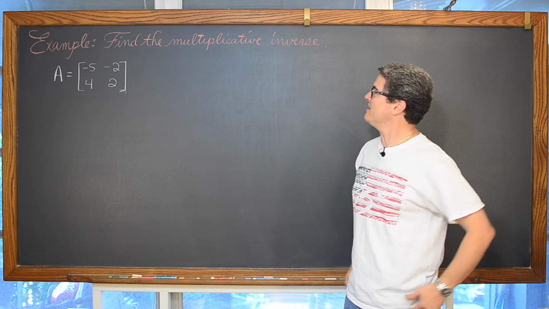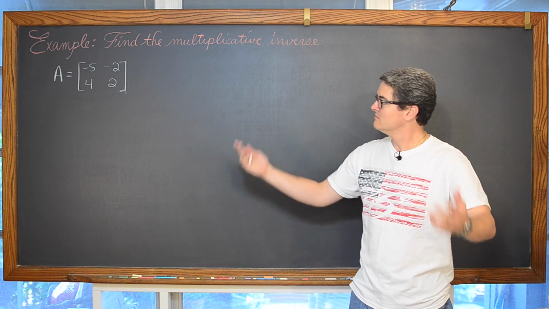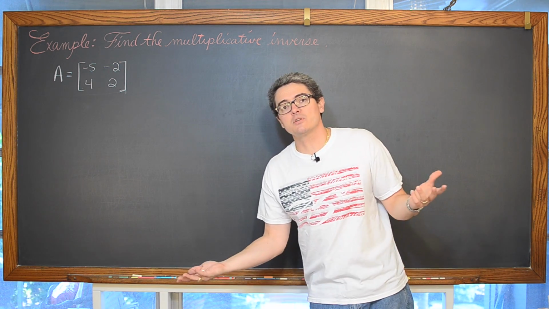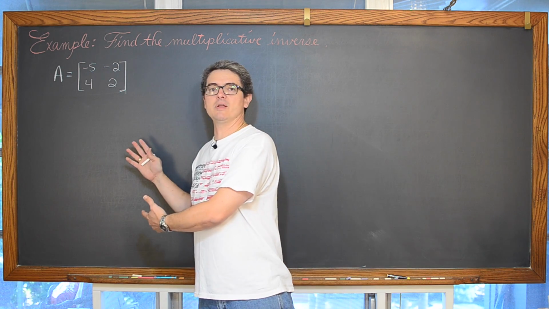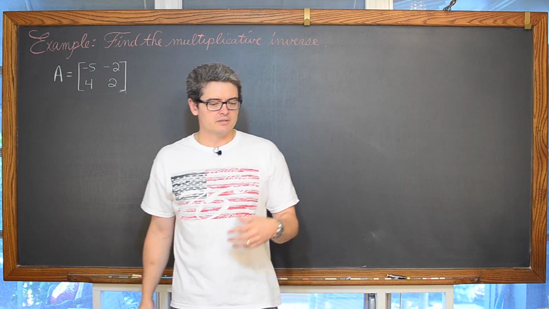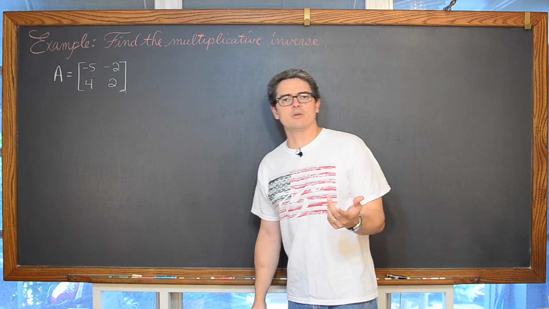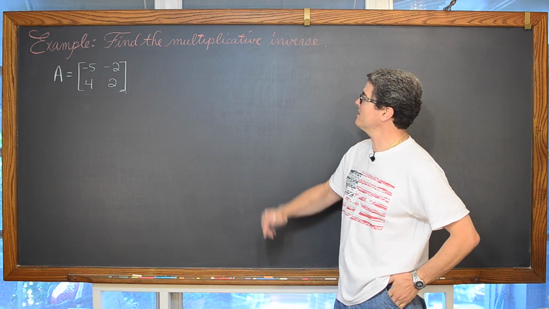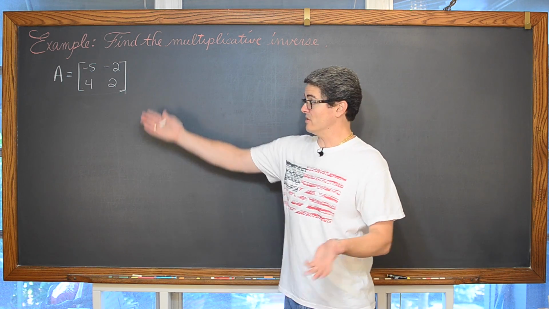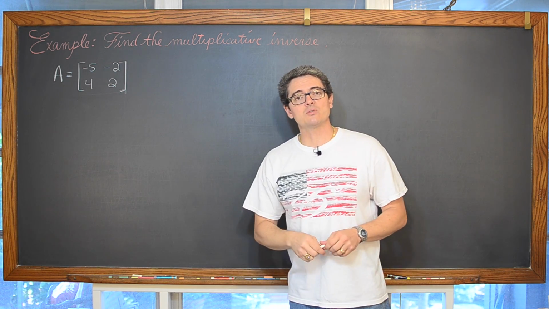First example, find the multiplicative inverse. Did I really teach you anything? All I did was show you the definition of the identity matrix, and how you check whether two matrices are inverses of each other. So how am I supposed to find the multiplicative inverse? I haven't gotten to the part of the lesson where I show you how to find the inverse of a 2 by 2 matrix.